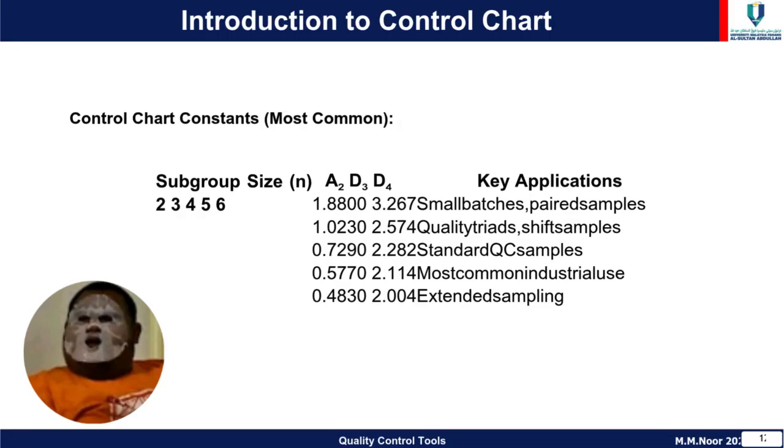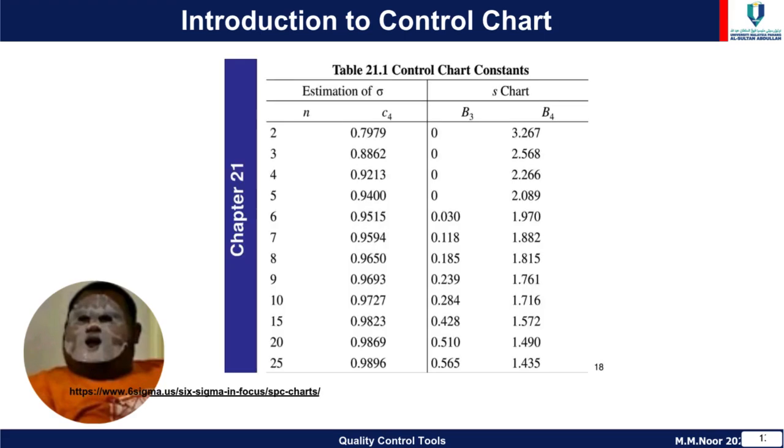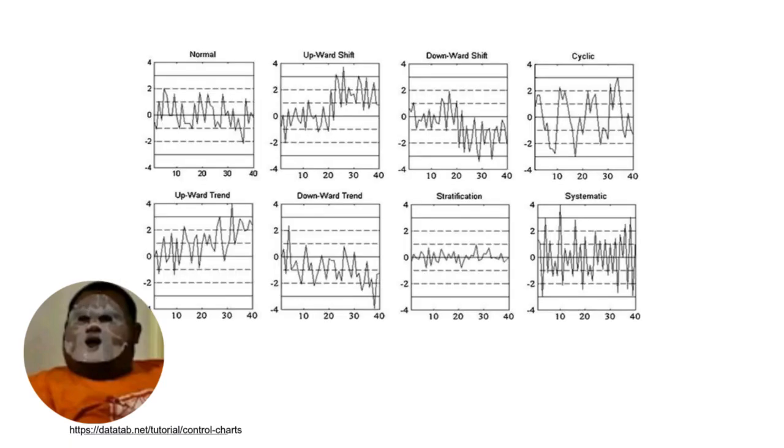Moving on. So the subgroup sizes 2, 3, 4, 5, 6 are supposed to be vertical or horizontal. For number 2, A2 is 1.88, D3 is 0. And D3 for the small sizes is 0, by the way. So the key application of subgroup size 2 is small batches, paired samples. For number 3, quick triage samples. For number 4, standard QC samples. Number 5, most common industrial use. Number 6 is standard sampling.